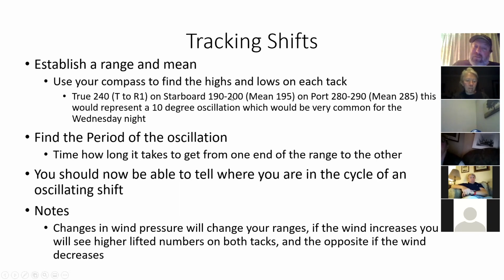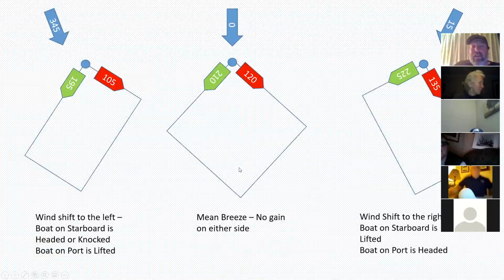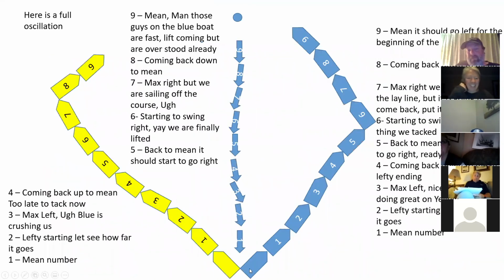Now the other thing you want to know is how long it takes to get from one of those numbers to the other. And that'll give us the period of our shift. Remember, these things are very cyclical usually. So the time it takes to get from 190 to 200 as you're sailing along will be the period. Now technically, if you can do a little bit of math as you're sailing along, you should be able to tell where you are at any point. If you know how long it takes to get from one side of the shift to the other, and how big these shifts are, you should know where you are in the cycle.